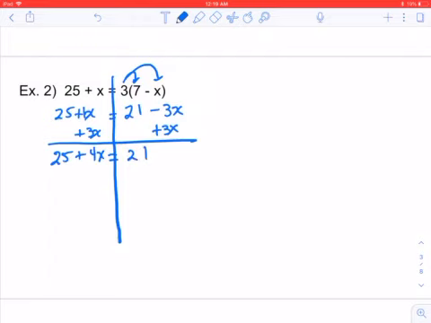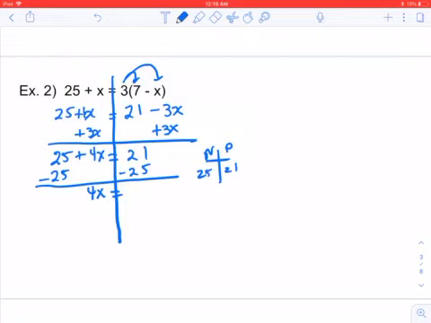Now go back to the side with the x on the left. There are some ones over there. There are 25 positive ones, so we need to use negative 25 to make a 0 pair with it. And do the same thing on the other side. So that gives us 4x equals, quick scoreboard, negative and positive. 21 is positive, 25 is negative, so the negatives win, and they win by 4. Last step, divide by the coefficient of x, which is 4. So we get x equals negative 1.